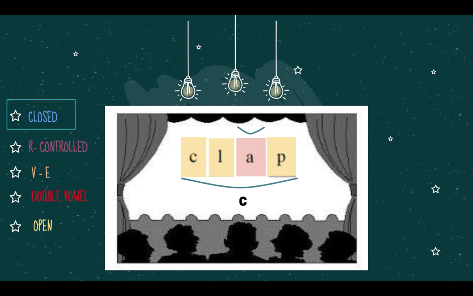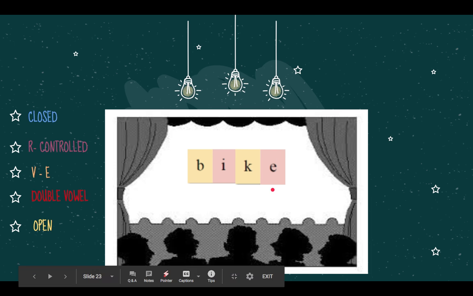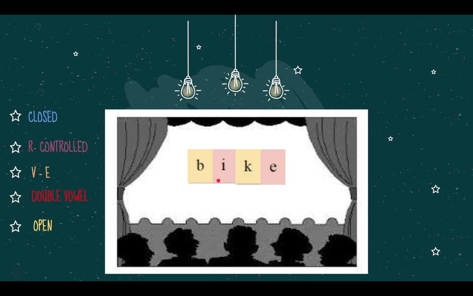Next up in our syllable showcase is the word bike. Notice the sound the first vowel makes in this word, and notice the letter at the end. Write the word bike on your paper, mark it, and label the correct syllable type.